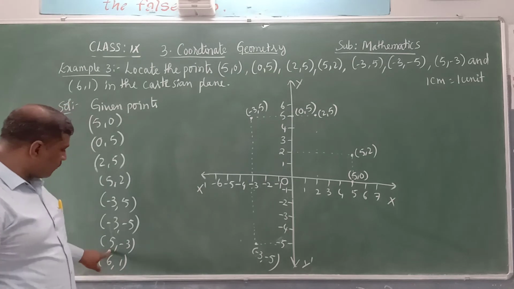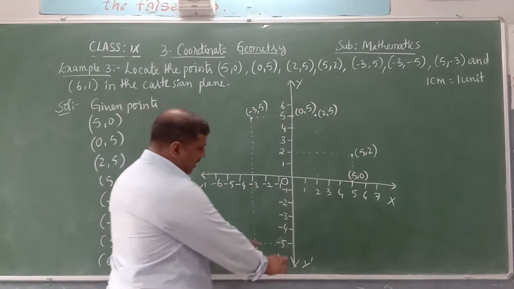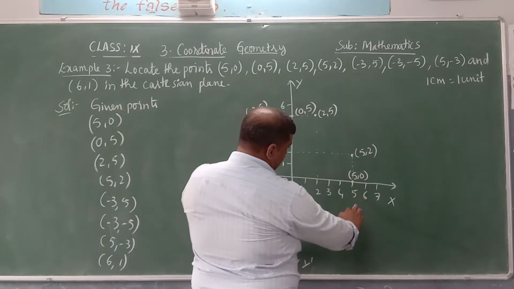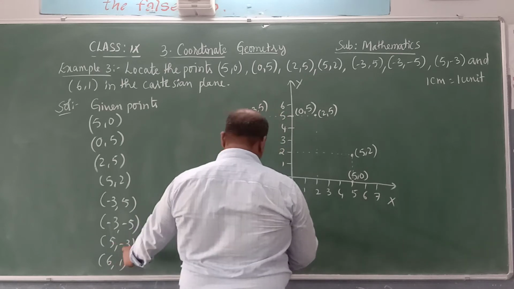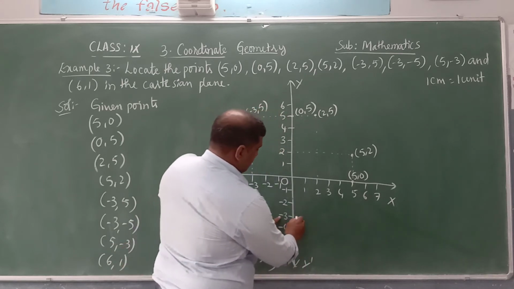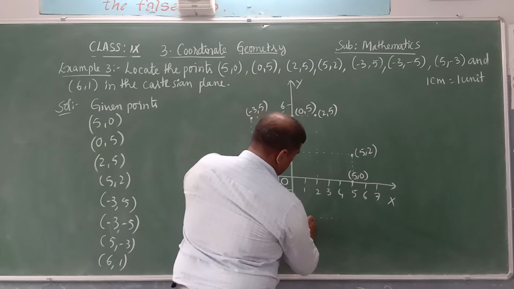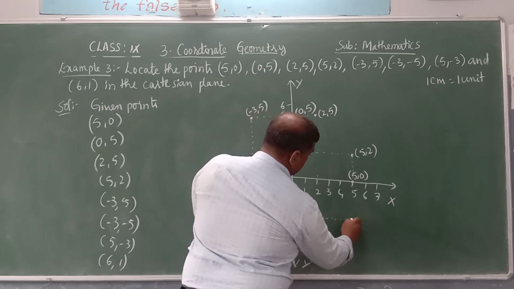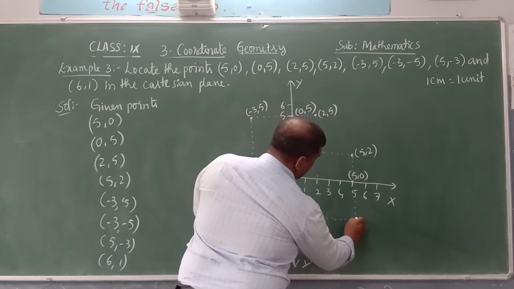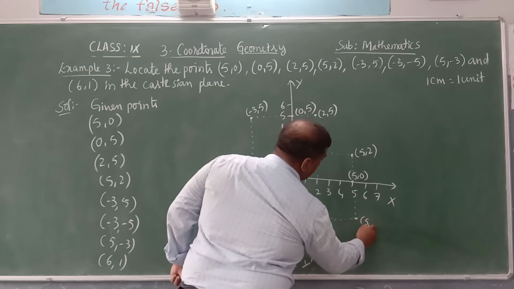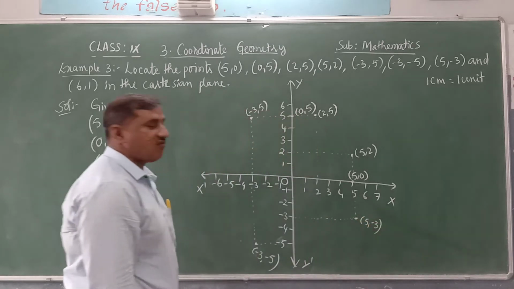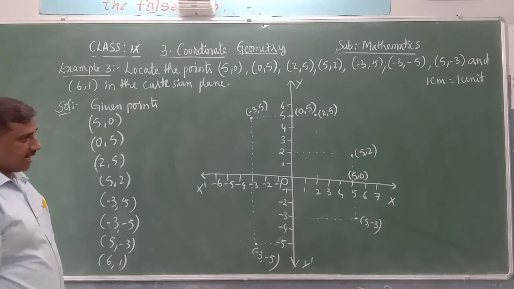X is equal to 5, y is equal to -3. X is equal to 5 here, and y is equal to -3. Yes, this is -3. So like this we can represent it. So this point will give you 5, -3. Yes.